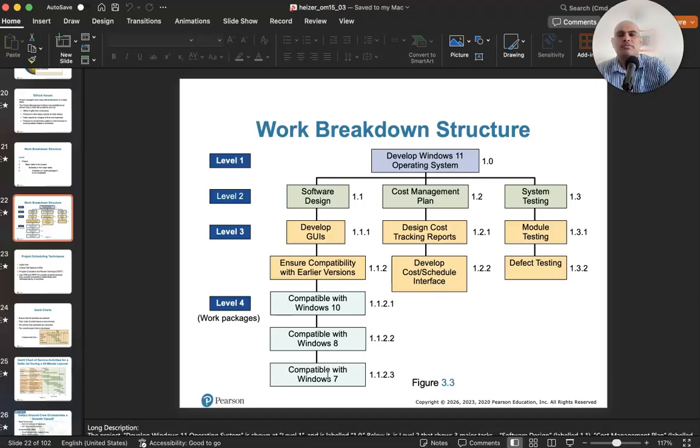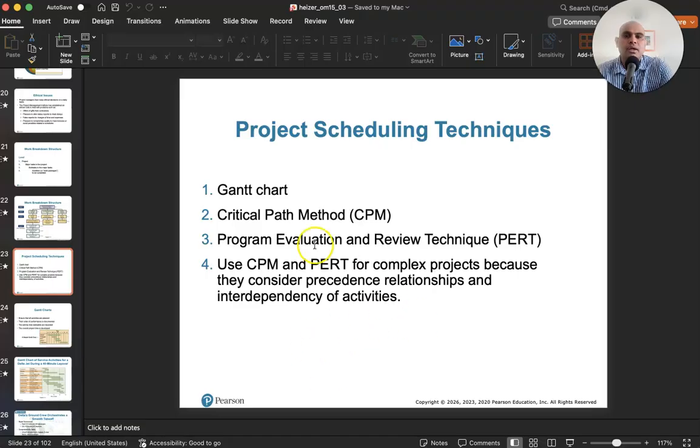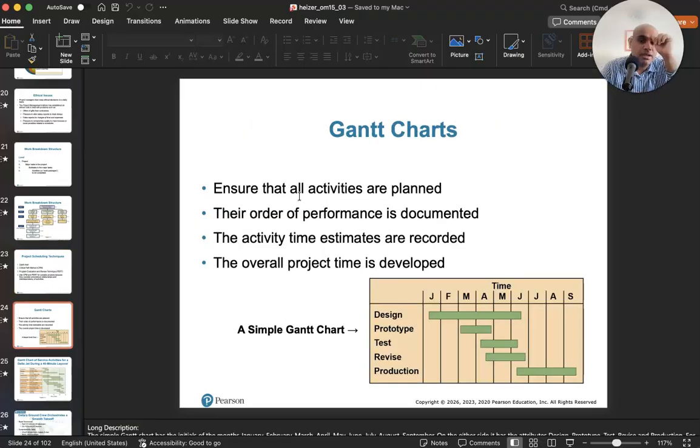And to keep track of this, one of the ways in which you can keep track of this is by using something called a Gantt chart. So everything that we have talked about so far is part of project planning. Some of the project scheduling techniques that you can use to schedule the project properly once you come up with a work breakdown structure is a Gantt chart. So Gantt charts are charts that you can use to ensure that all activities are well planned and figure out when they can happen, right? So order of performance is documented, activity times are recorded, and then you can see a visual representation of what a project looks like. Now these were very important back in the day.